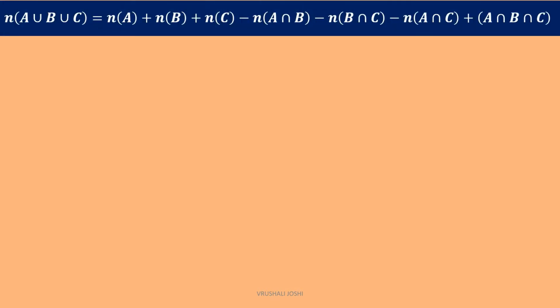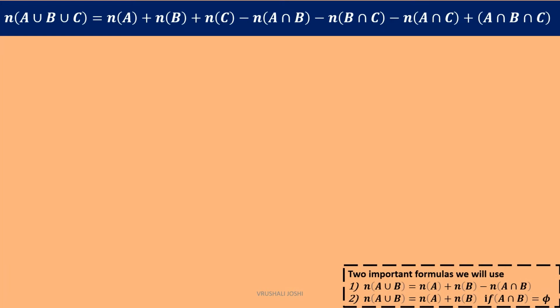Okay, the next formula we are looking at is n of A union B union C is equal to n of A plus n of B plus n of C minus n of A intersection B minus n of B intersection C minus n of A intersection C plus n of A intersection B intersection C. Yes, the formula looks pretty long, but when you actually try to use it with the given figures, it's not so difficult. Okay, the previous two formulas that you can see in the box below are the ones which we are going to use, primarily the first formula.